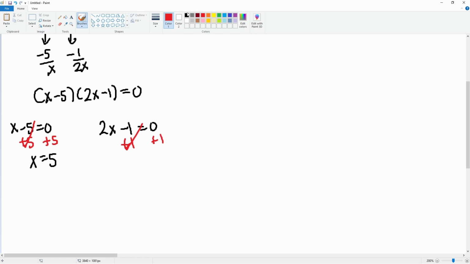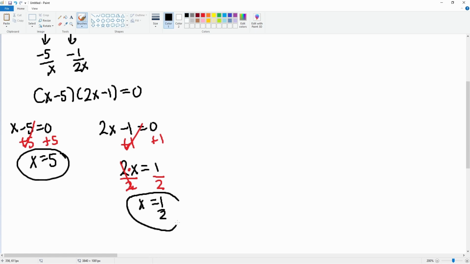This cancels on the left-hand side because it makes the number 0, leaving you with 2x is equal to 1. The 2 is in front, attached with multiplication, so you're going to divide by 2. 2 divided by 2 cancels, leaving you with x is equal to 1/2. So your two solutions are x equals 5 and x equals 1/2.